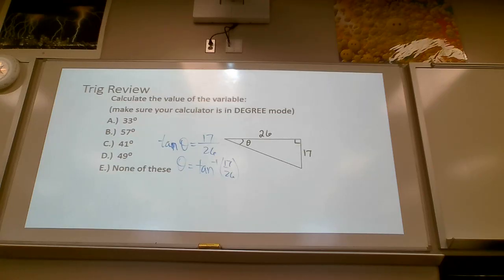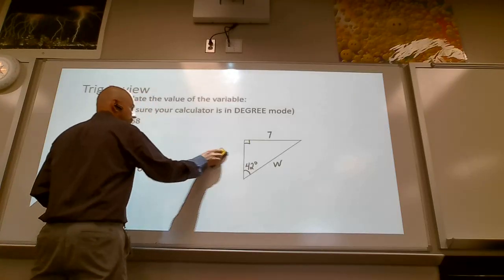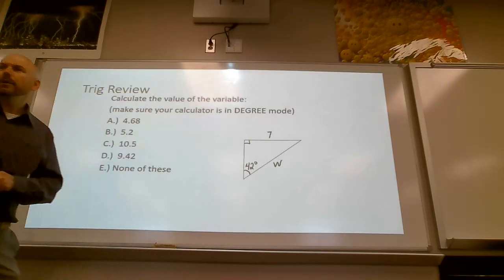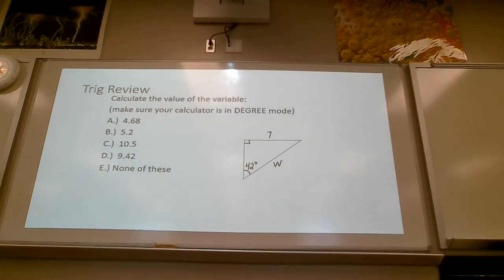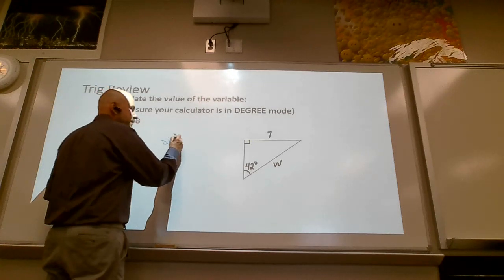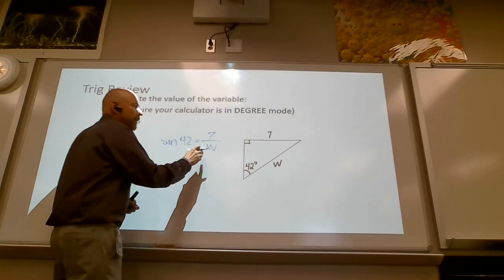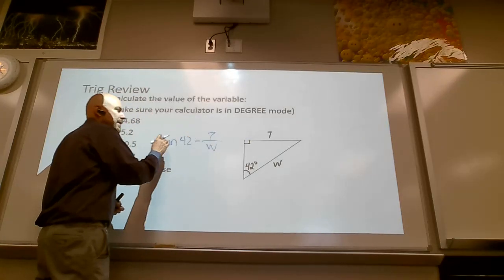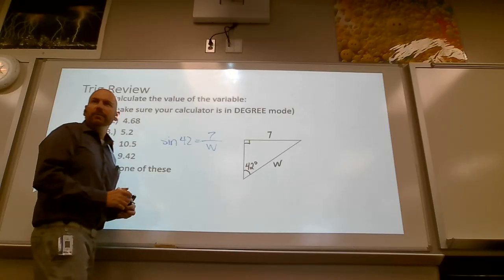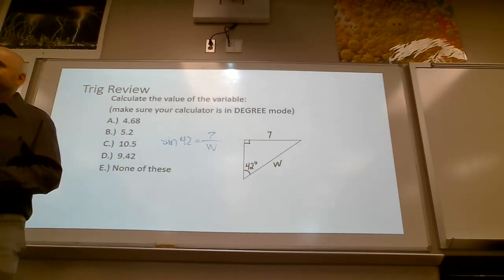Are we good? Okay. Here's the only one that gets tricky. Which trig function? So sine 42. Watch this as you walk out the door. Do not do 7 times sine of 42. You got to bring that over.